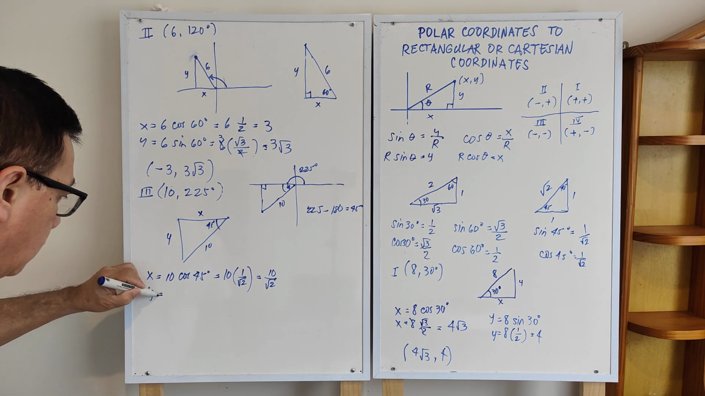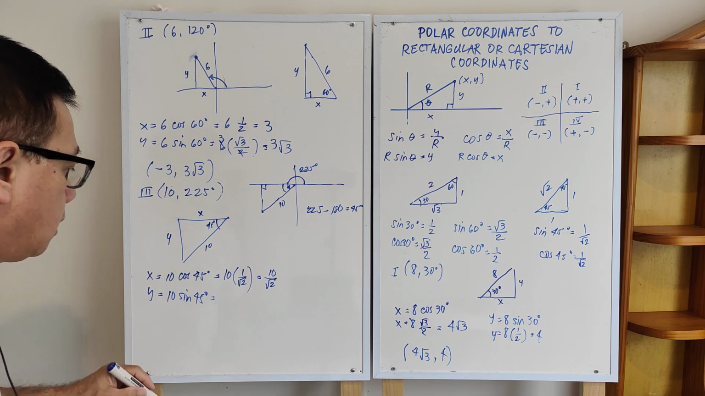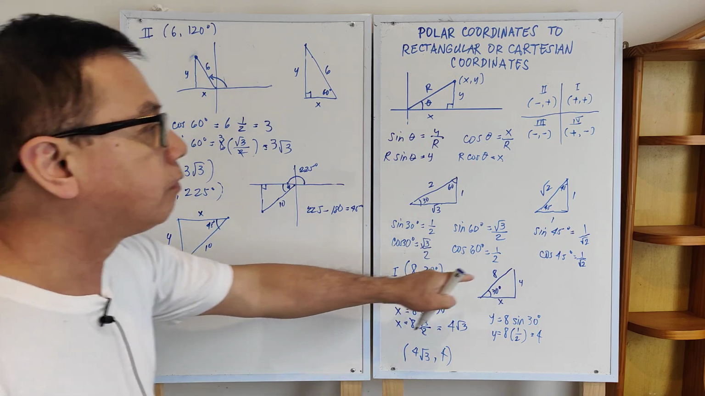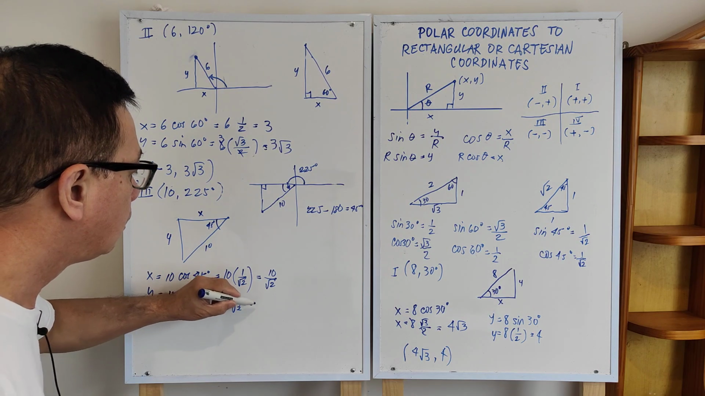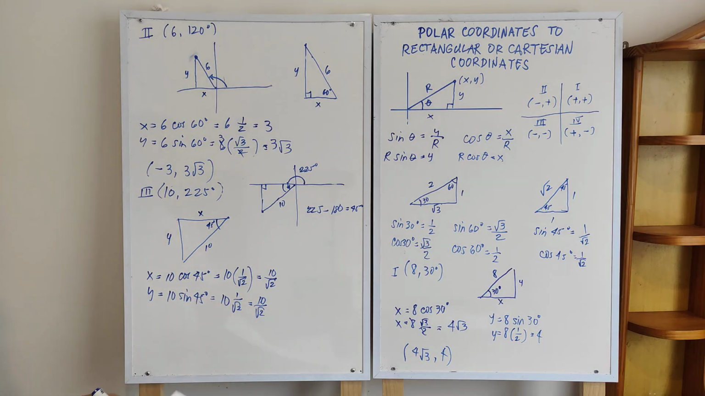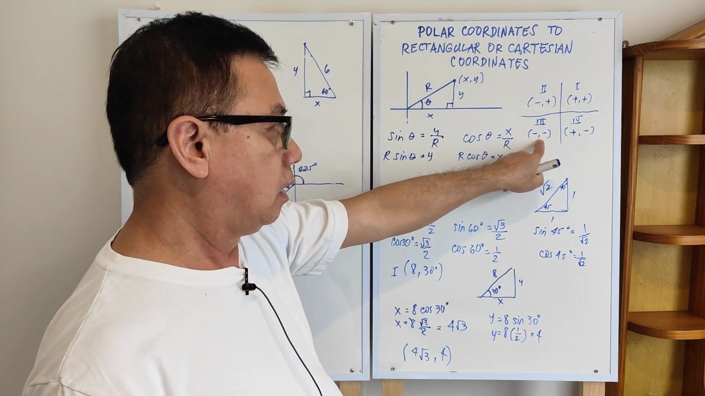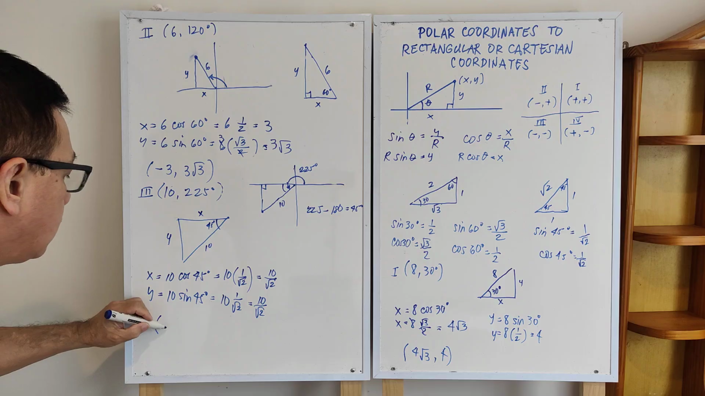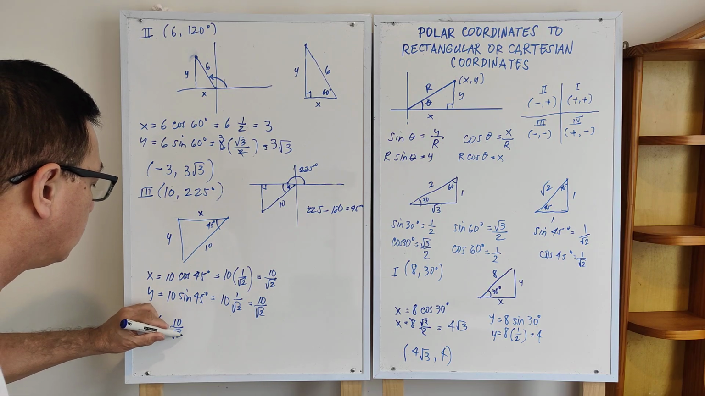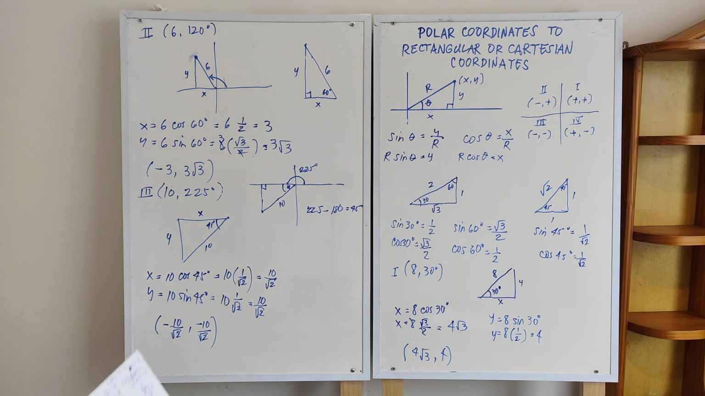So for y is 10 sine of 45 degrees. So 10 sine of 45 is the same, 10 over square root of 2. So they are the same number. But since this is in the third quadrant, they are both negative. So your x and y will both be negative. Negative 10 over square root of 2. This is your answer for the third question.